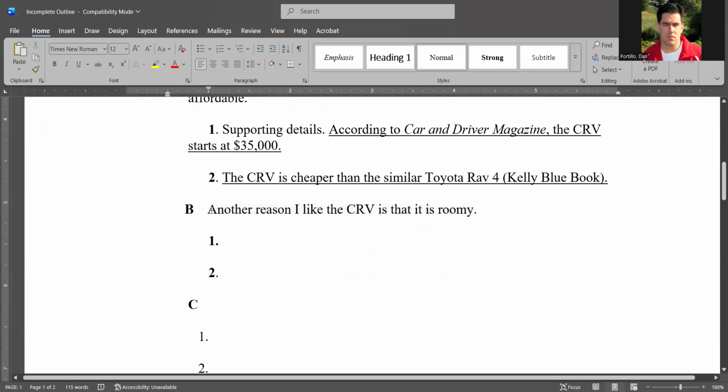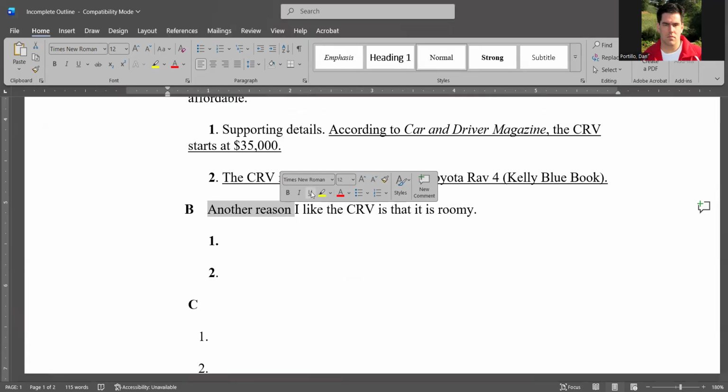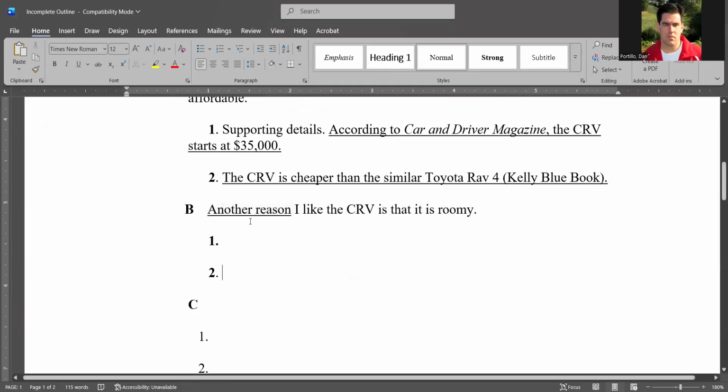And so you'll notice right here, not only is this whole item my topic sentence, but I have a transition, another reason. So once again, it's like I'm holding the reader by the hand, guiding the reader through. So you know, here's my second reason. And once again, we have a thesis link. I'm reminding you what my essay is about. This is why I like the CRV.